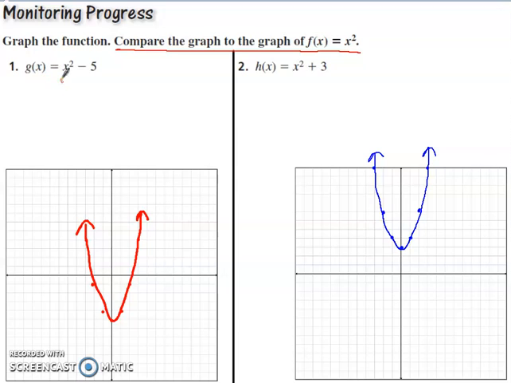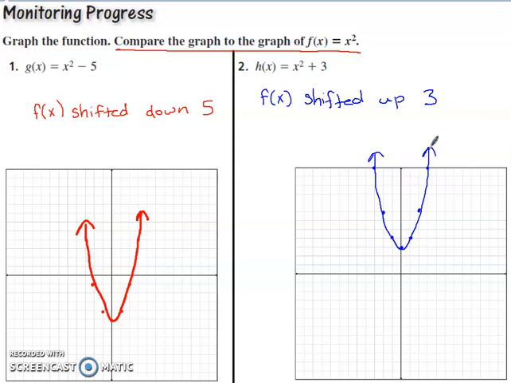So in number 1, it looks like we took my f of x function, my x squared, and then we just shifted it down 5 units, to get that red graph that I've graphed below. And in number 2, we took f of x, so that's my x squared, and then we shifted it up 3 units because we are adding 3. And that gets us to our blue graph here.